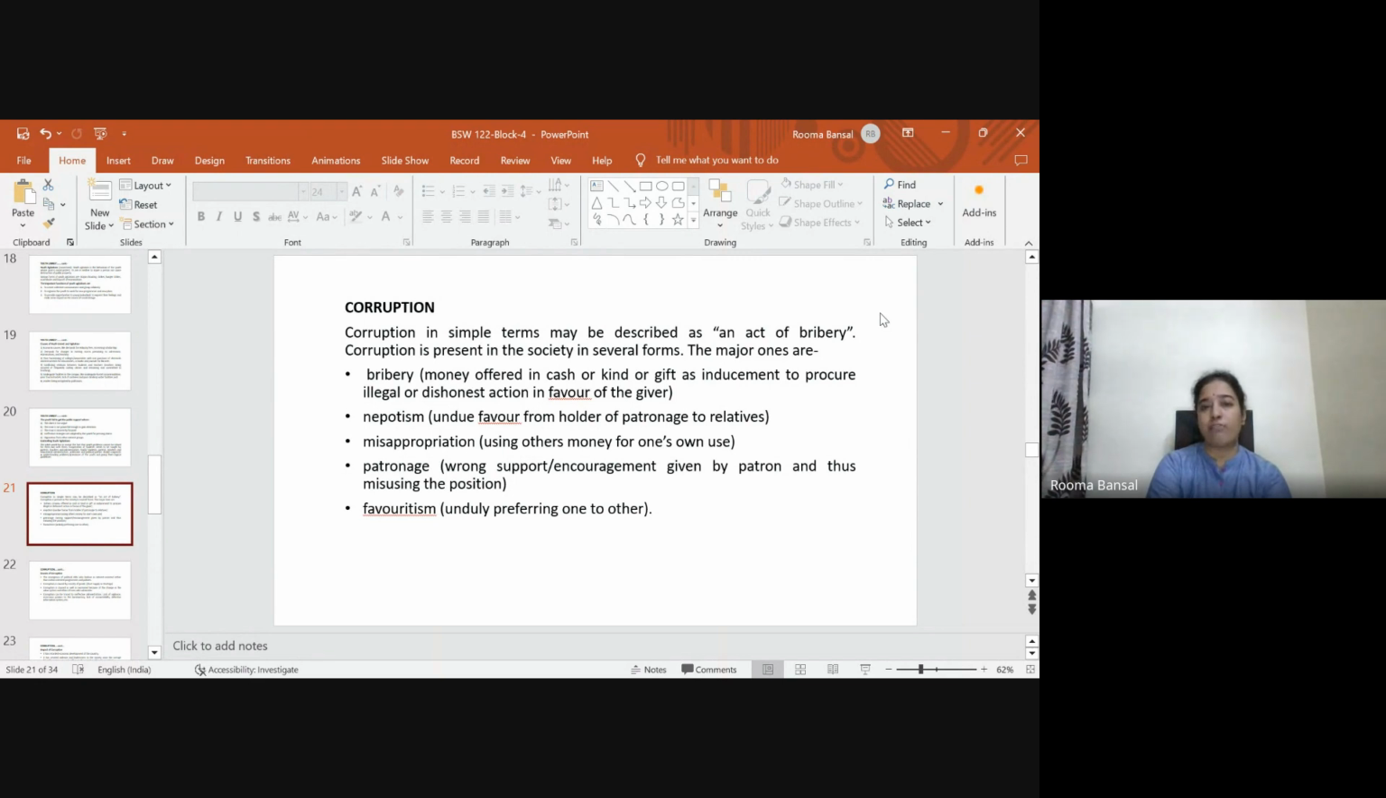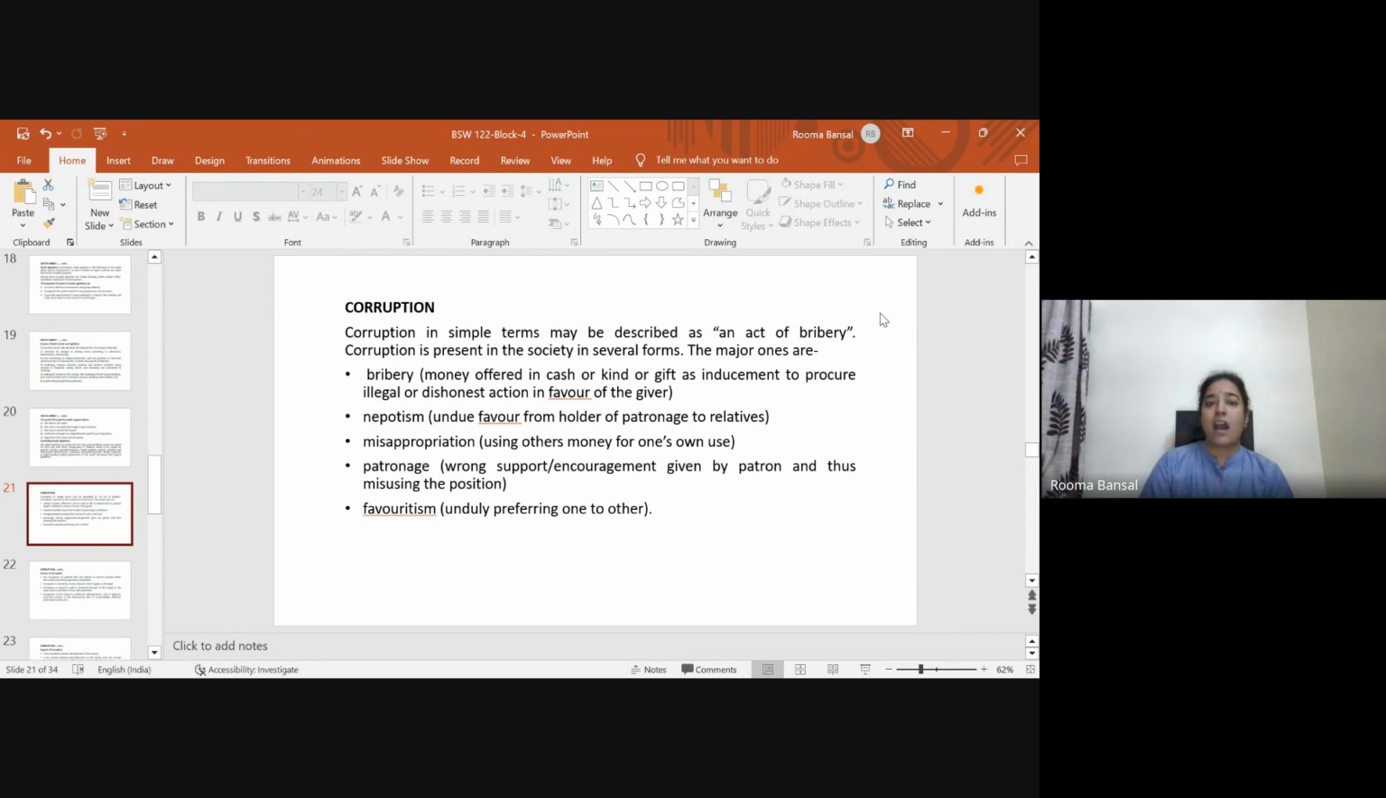It means money offered in cash or kind or as a gift, as inducement to procure illegal or dishonest action in favor of the giver. It means if someone wants some kind of favor from a government agency or any private agency, then they offer money in cash or kind, or in gift form. This is called bribery. It means you are giving something to someone to get a favor.